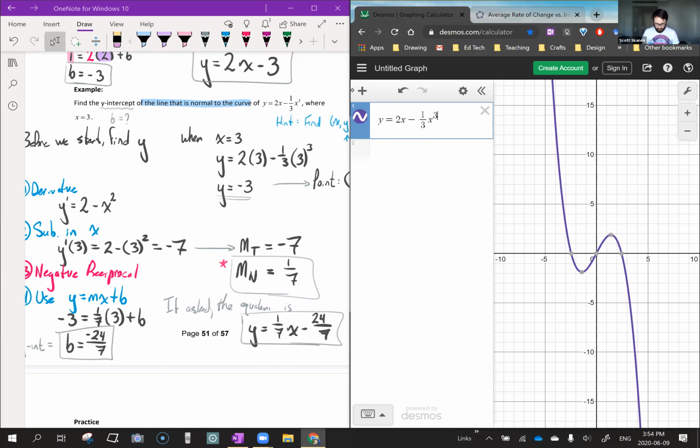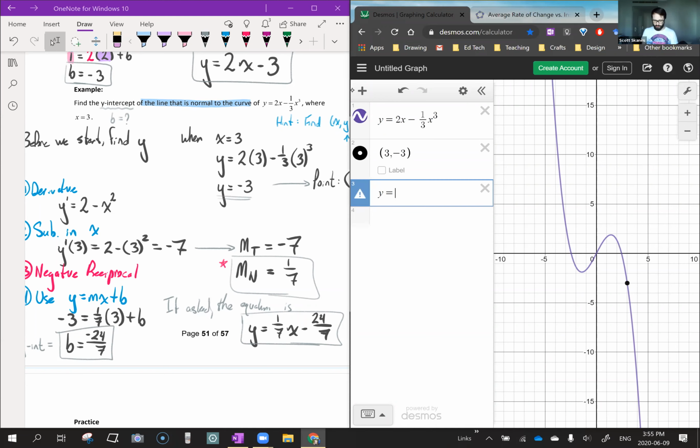X cubed. So this is my function. All right. The point 3 and negative 3 should be on it. So again, that is confirming that my point is correct, because I can see it's right there on the graph, right there. And then I can draw my normal line, which should be perpendicular at that point.